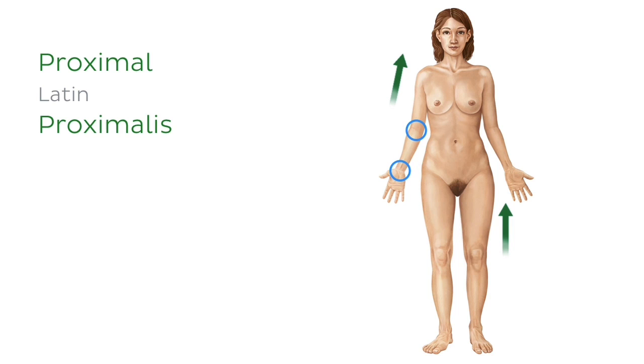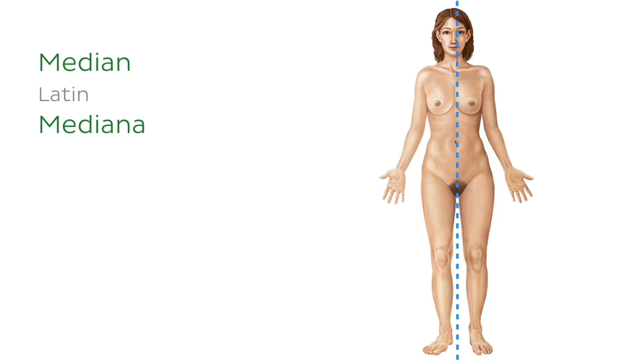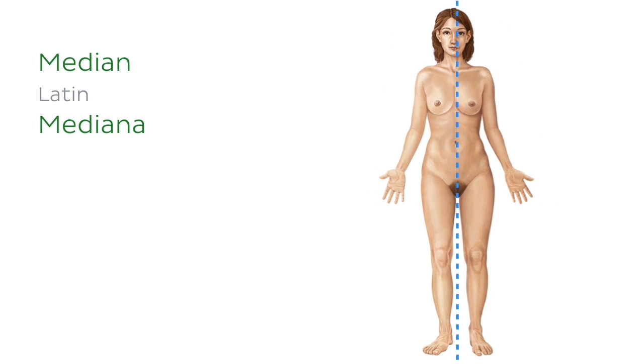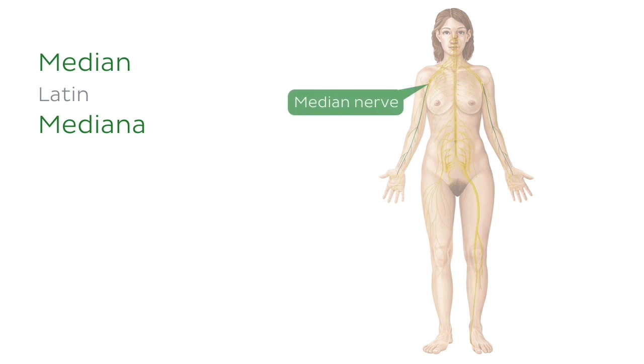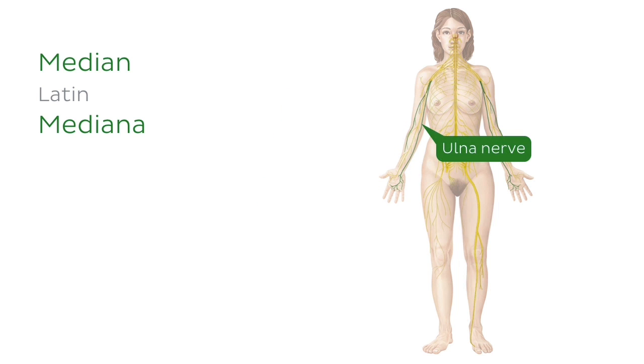Now, our next term is one that sometimes creates confusion, so be sure to take a special note of it. So median generally refers to what we call the midline, which is a term used to refer to an imaginary line down the middle of the body that splits the body into equal left and right parts. Median can also be translated as middle. For example, we have the median nerve in the upper limb, which is located centrally between the ulnar and radial nerves.